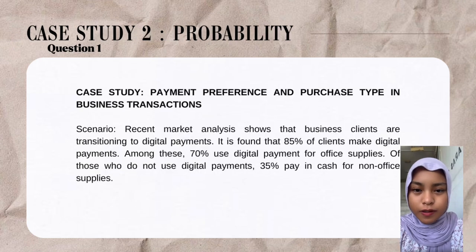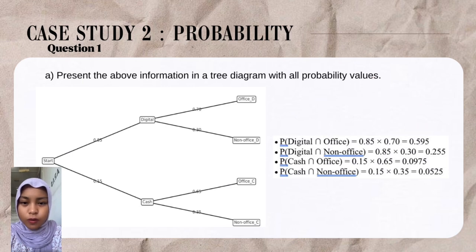I will be presenting case study 2. A. First, I constructed a tree diagram to represent all possible outcomes and their associated probabilities. There are two levels. The first level is split into digital and cash payment. The second level splits into office and non-office purchases based on the payment type. Then, I multiply along the branches to get the joint probabilities.